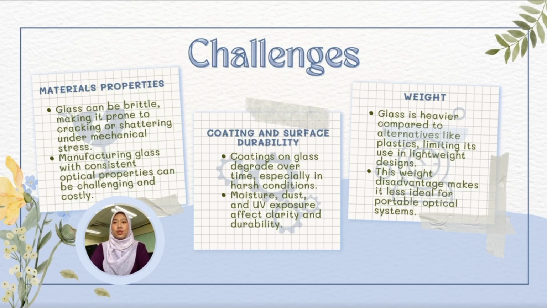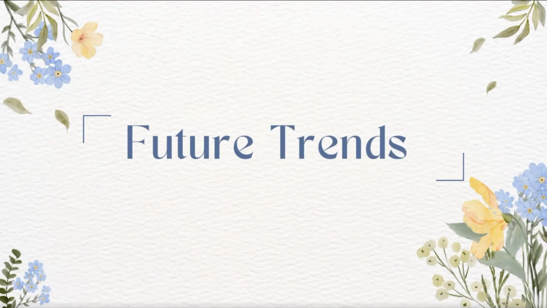The second challenge is coating and surface durability. Coatings on glass degrade over time, especially in harsh conditions. Moisture, dust and UV exposure affect clarity and durability. The last challenge is weight. Glass is heavier compared to alternatives like plastic, limiting its use in lightweight designs. The weight disadvantage makes it less ideal for portable optical systems.